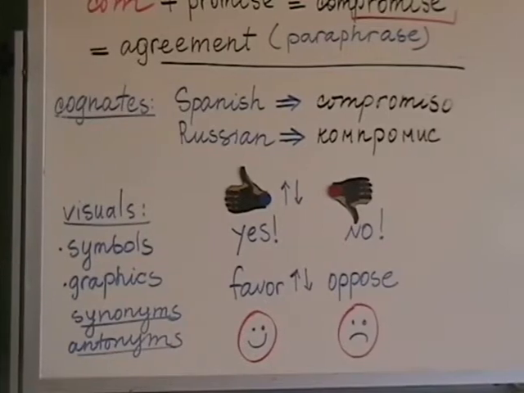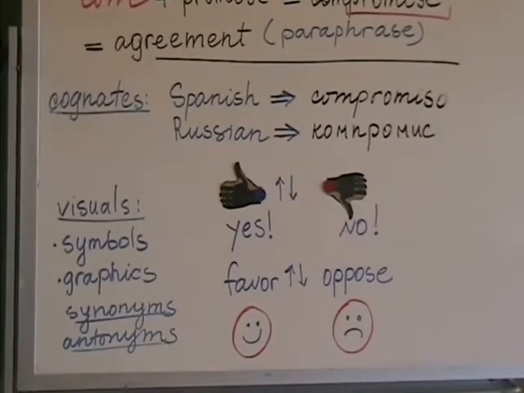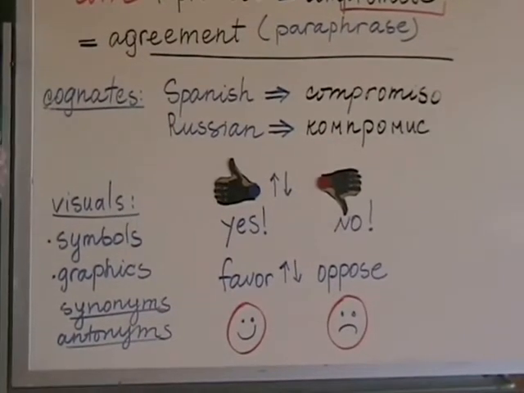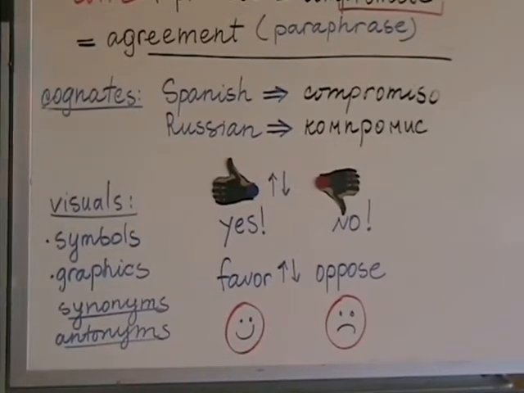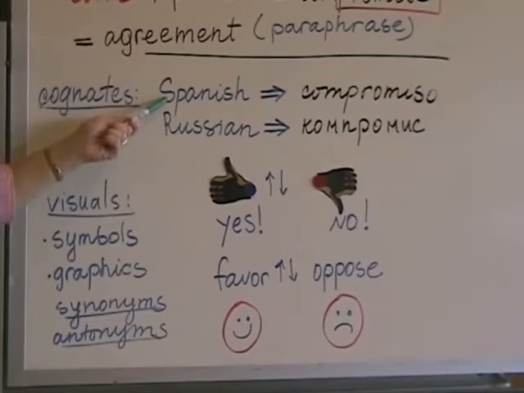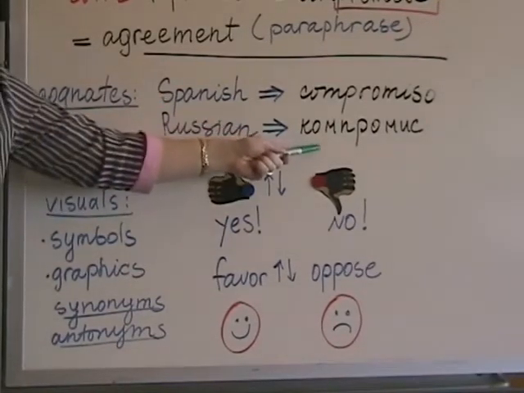Cognates are words that sound the same, mean about the same, and they can be spelled very closely in different languages. In this case, the word compromise lends itself very nicely to using a Spanish cognate, compromiso, and using a Russian language cognate, compromis.